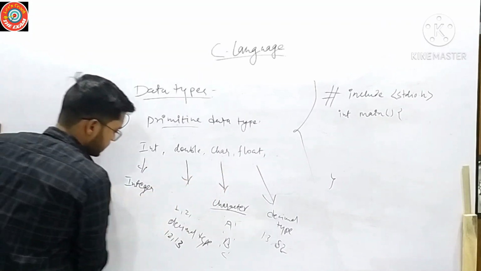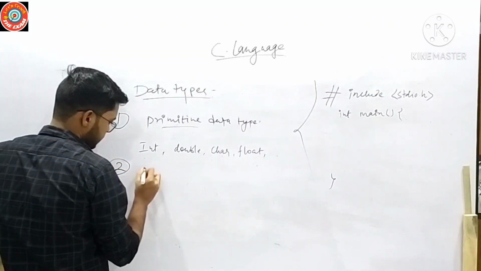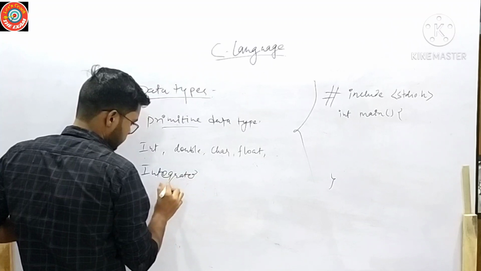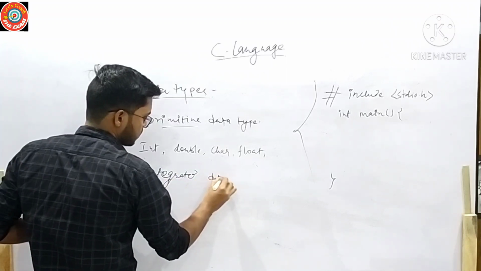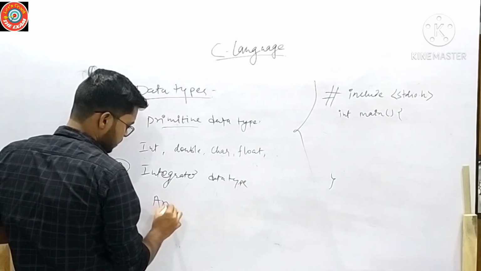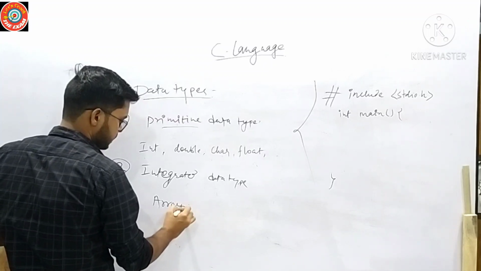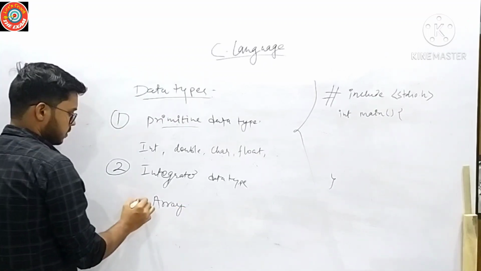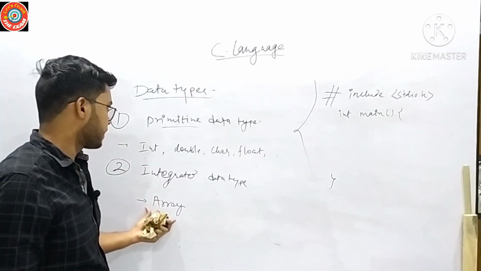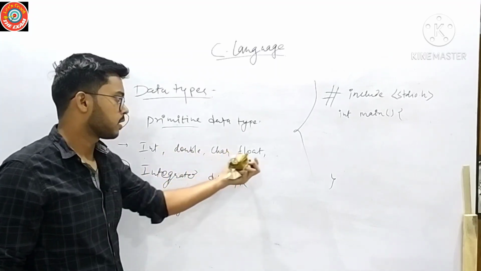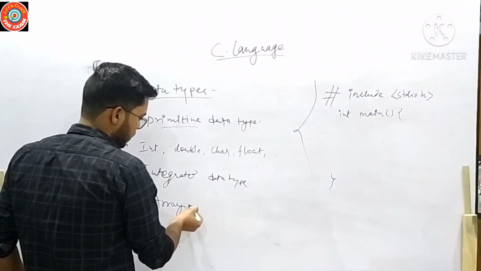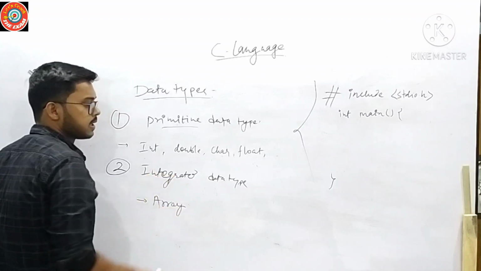Now we will see the second, integrated data types. In this data types comes array. Array can store int, double, character, float, any type of data. So that's why arrays come under the integrated data types.